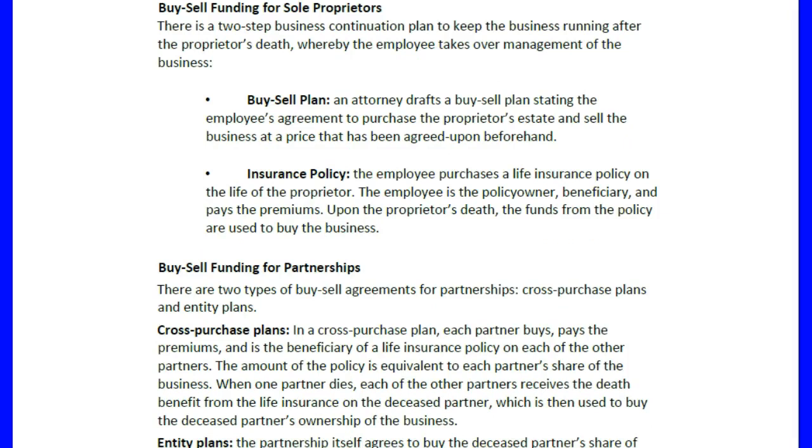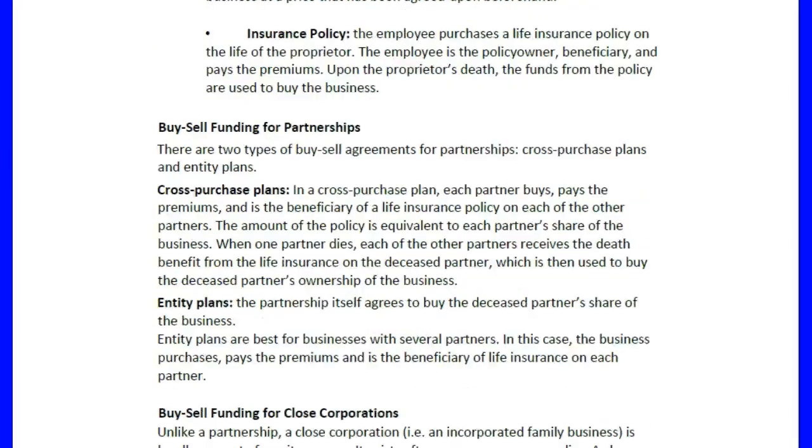So you have the insurance policy, where the employee purchases an insurance policy on the life of the proprietor. The employee is the policy owner, beneficiary, and pays the premiums. Upon the proprietor's death, funds from the policy are used to buy the business.